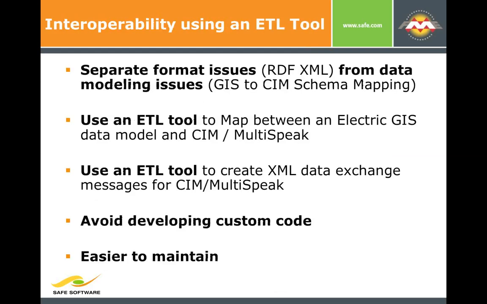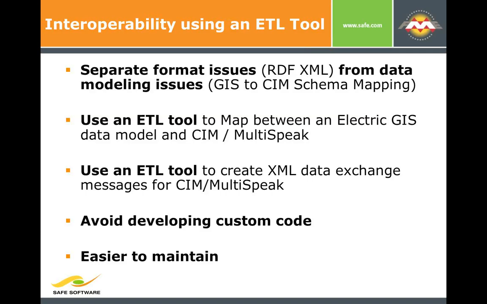So what we're hoping that we can achieve with using an ETL tool is to separate the format issues, which are really XML, from the data modeling issues, which are the GIS to the CIM schema or the Multispeak schema mapping. And they're two very different issues. One is around just, well, how do I structure the XML? How do I produce that XML? And the other one is about the data model. How do we look at those different perspectives between the GIS and the DMS, for example, and map the GIS data model and structures to the CIM or Multispeak data model.